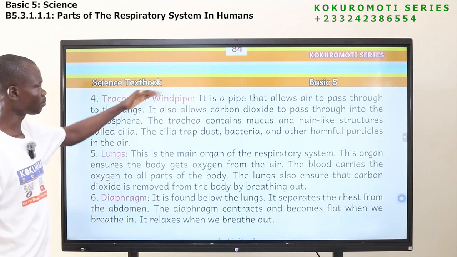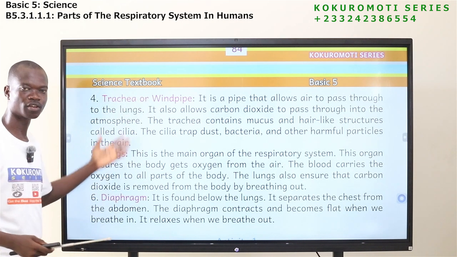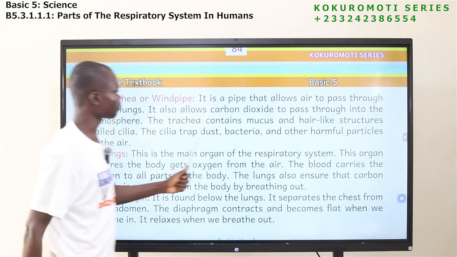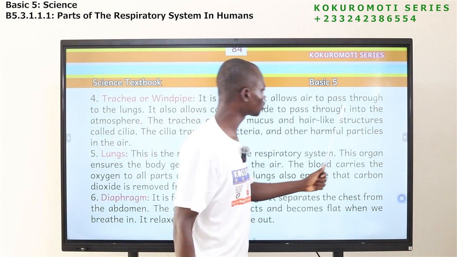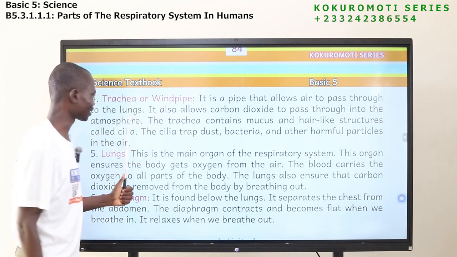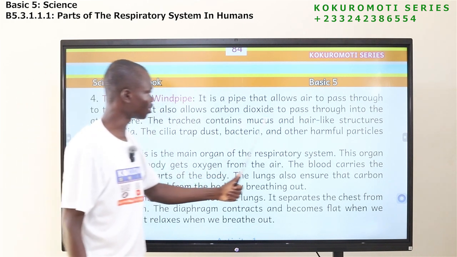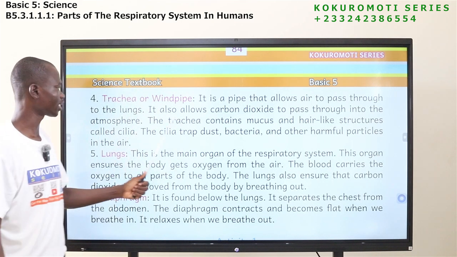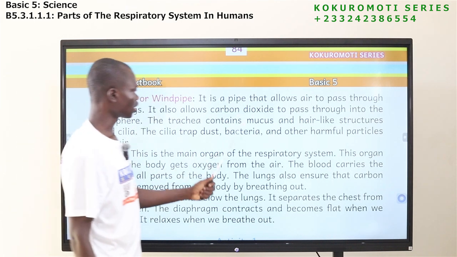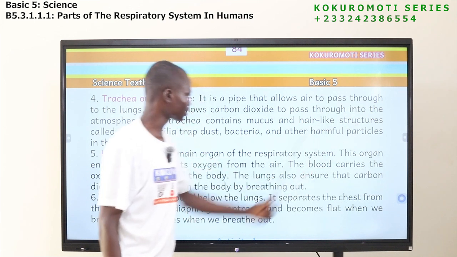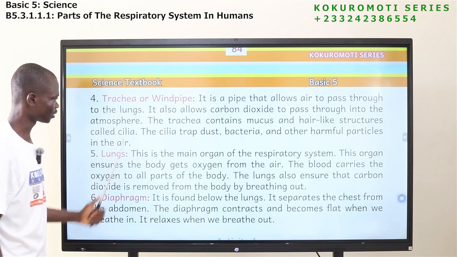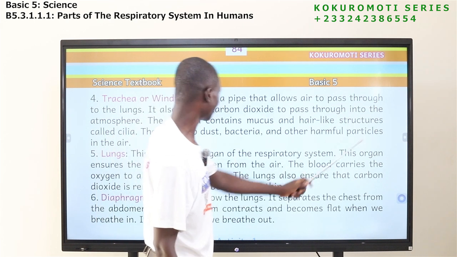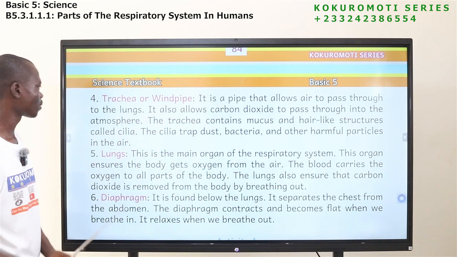Trachea or windpipe. Now, what is the work of this? The trachea or the windpipe is a pipe that allows air to pass through to the lungs. It also allows carbon dioxide to pass through into the atmosphere. The trachea contains mucus and hair-like structures called cilia. The cilia traps dust, bacteria, and other harmful particles in the air.